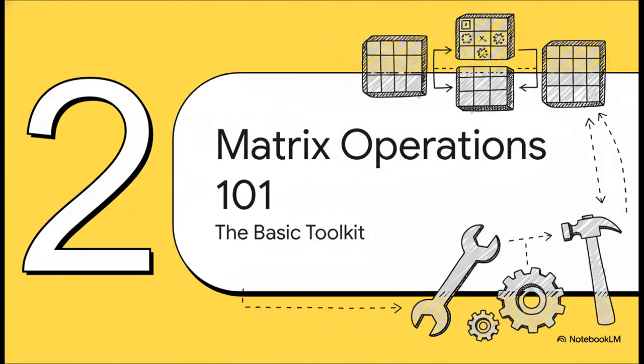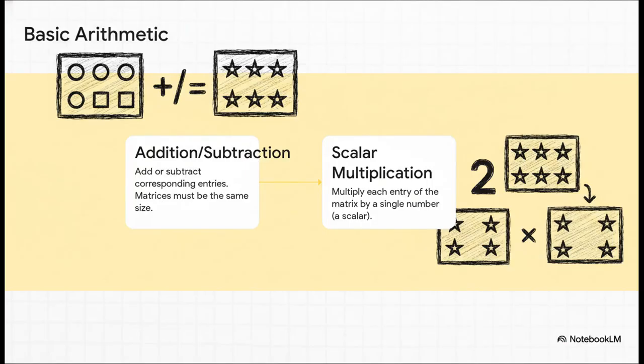Okay, so we've met the players. Now let's see how they actually play the game. It's time to open up the toolkit and get our hands dirty with the basic rules for what you can do with matrices. And here's the good news. The easy stuff is, well, it's really easy. If you want to add or subtract 2 matrices, they just have to be the exact same size. Then you just match up the spots and add or subtract. Done. And if you want to multiply a whole matrix by just one number, we call that a scalar. You just multiply every single little number inside by that one number.